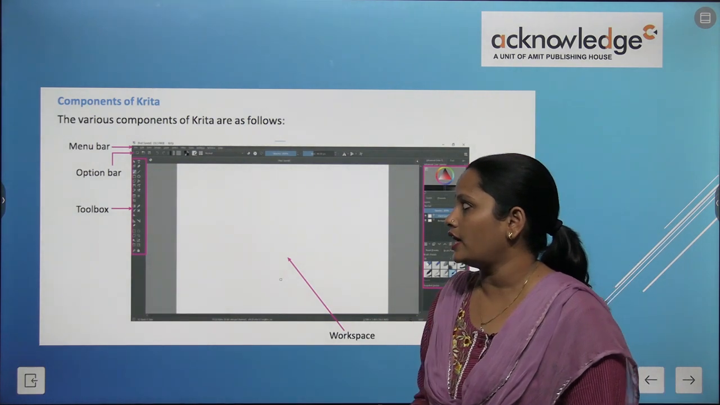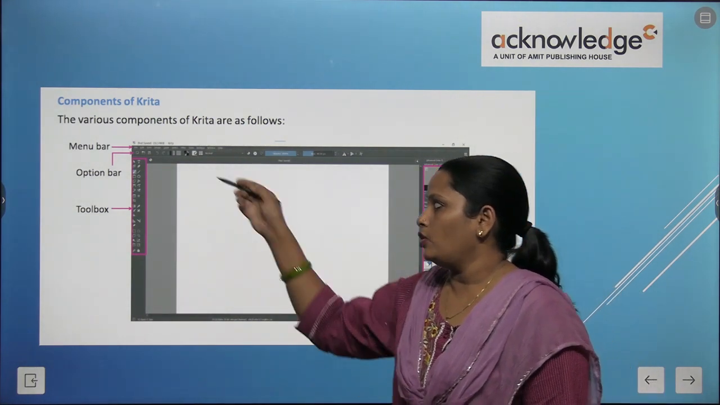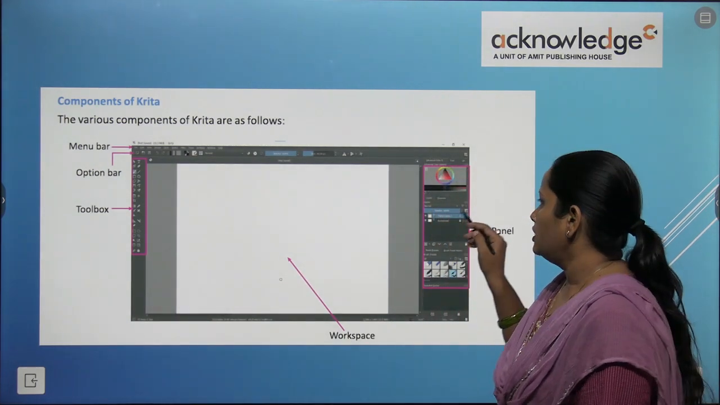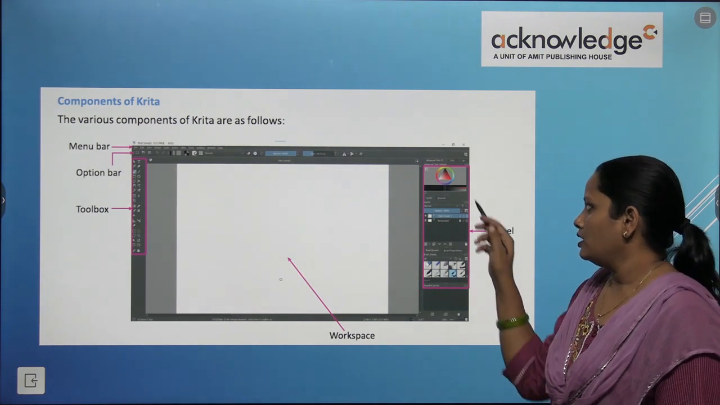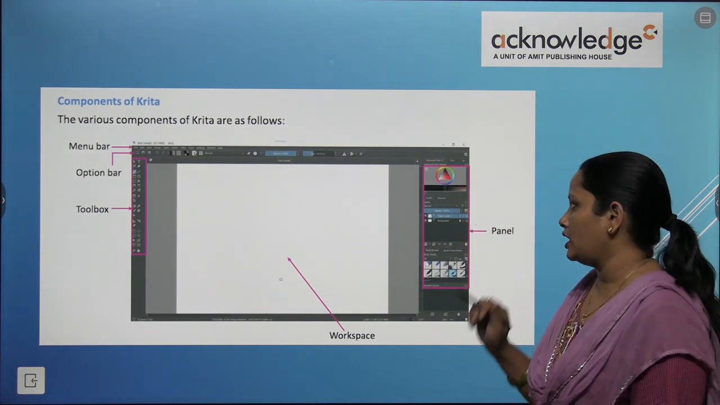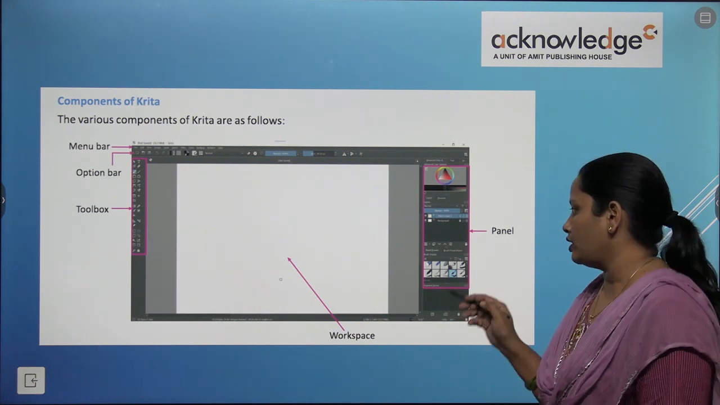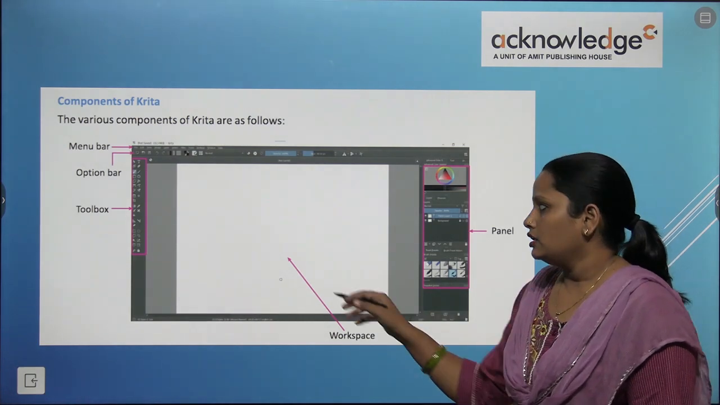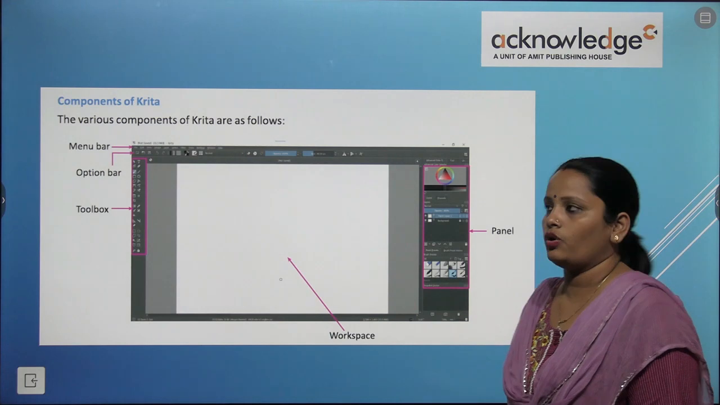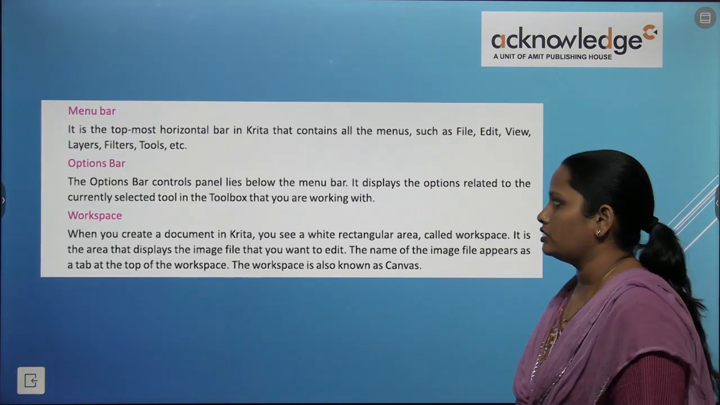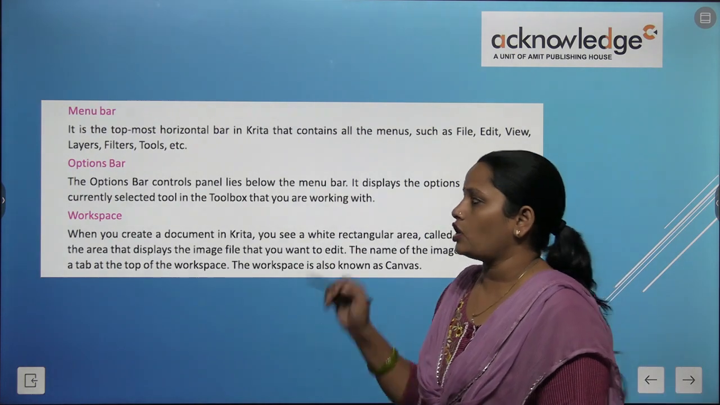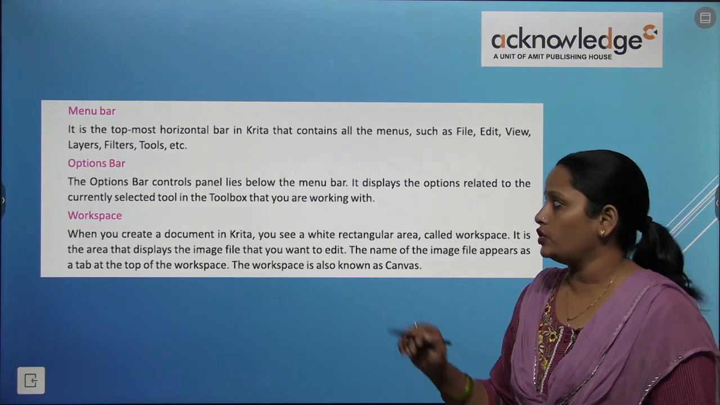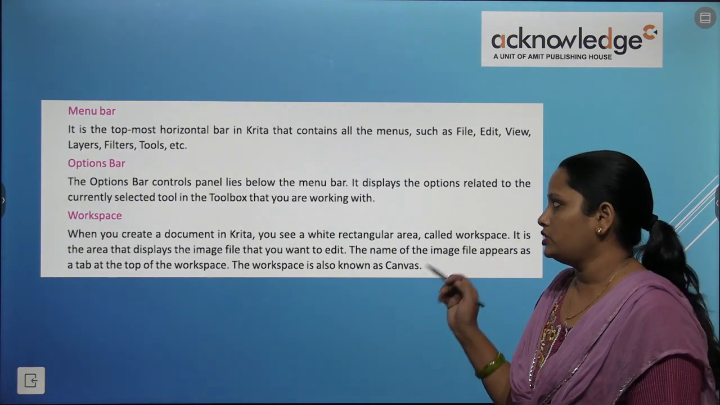There are various options like undo, redo here. Now, below the options bar is a toolbar from where we can select the tools. Next, on the right side, you can see the panel of Krita in which we can do different types of editing. Here the brushes are also seen. The color brushes are all present in the panel. Now the white area here is our workspace where we can work in Krita. So first comes the menu bar. It is the topmost horizontal bar in Krita that consists of all the menus such as file, edit, view, layer, filter, tools, etc.